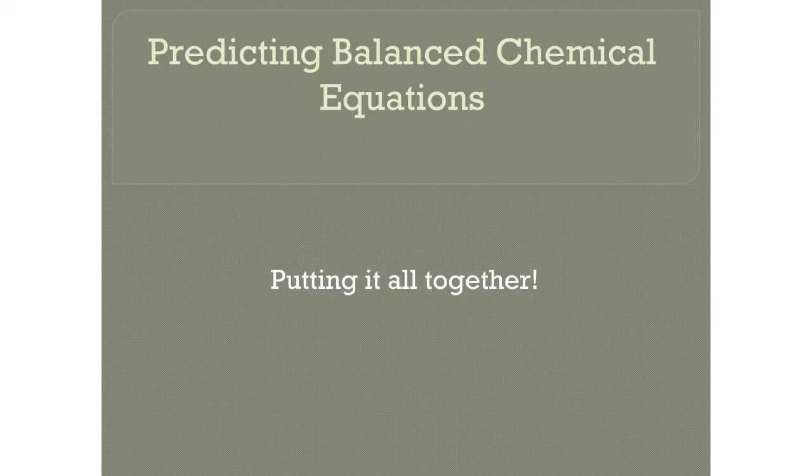In our lesson today, we will be looking at predicting balanced chemical equations. We'll be giving you two different reactants, and using the information that we've covered so far, you'll be identifying the reaction type, writing the chemical formulas, and then balancing the equations to show our full balanced chemical equation.